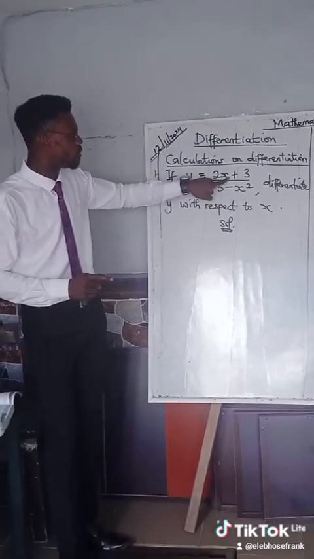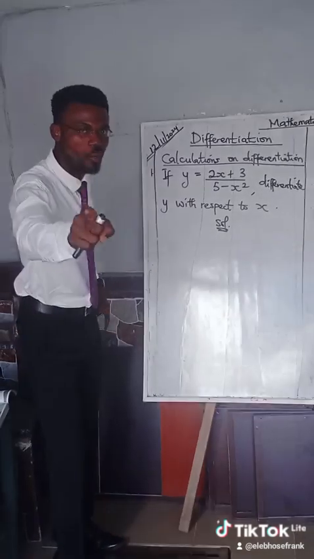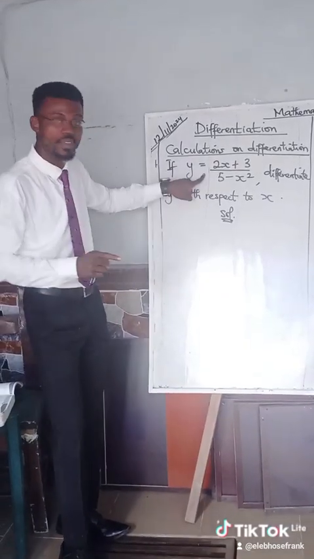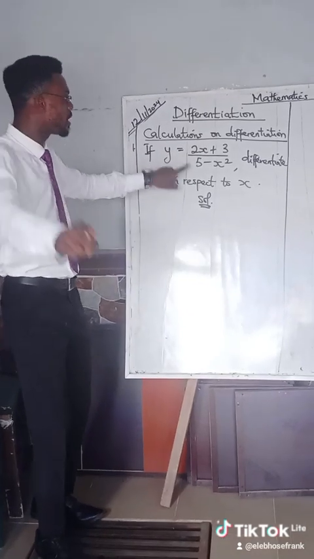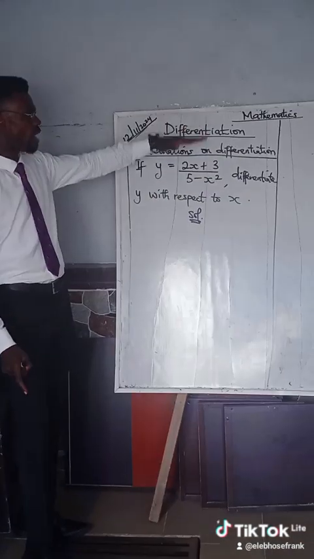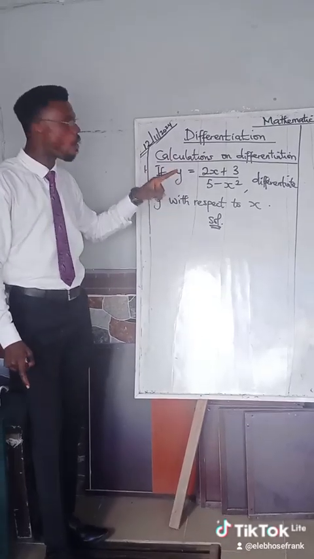Remember, (2x + 3) over (5 − x²). Under what technique? Yeah, the quotient or the fraction. So this is derivative of quotient or fraction. If that's what you said, then you are correct, because this is a fraction, a numerator and a denominator separated by a dividing line.